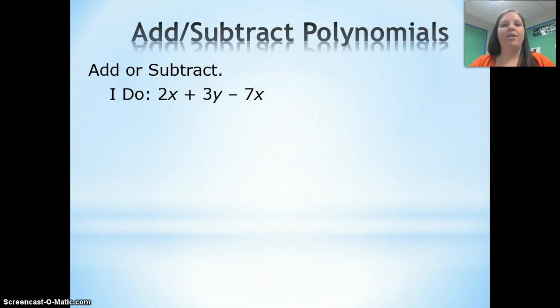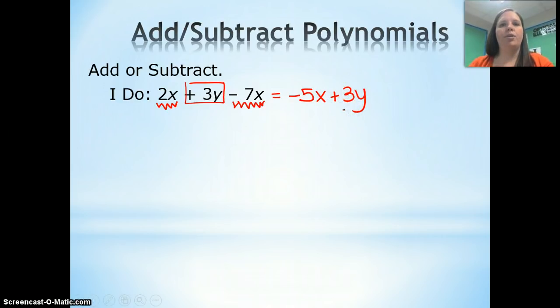So starting out with the very basics, just a reminder, we've done this before. Remember, this is a term, this is another term that is a like term with it. And then we have the plus 3y, that is a term as well, a separate term. So we can combine the x's. We take the coefficients: 2x take away 7x gives us negative 5x. And the 3y is still plus 3y, positive 3y, so we add it.